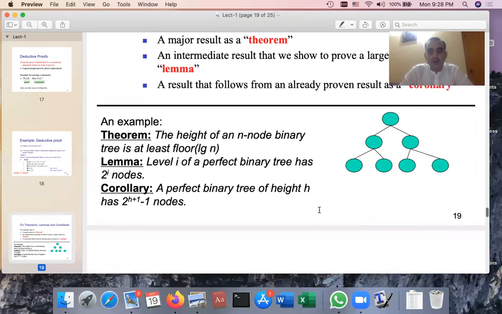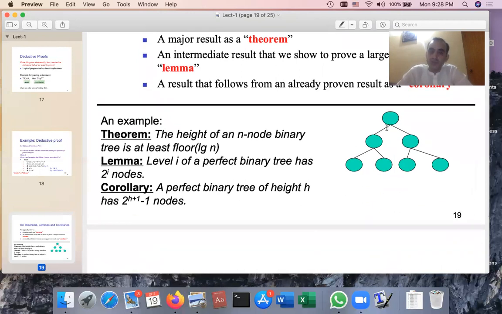So now, for example, here we have a tree, and we know these things already through our data structures. So this is a binary tree, and this is an example of a theorem: the height of an n node binary tree. I don't know what the number n is. Here in this example, n has a value of 7 because there are 4 nodes and the upper 3 nodes, so 7 nodes.